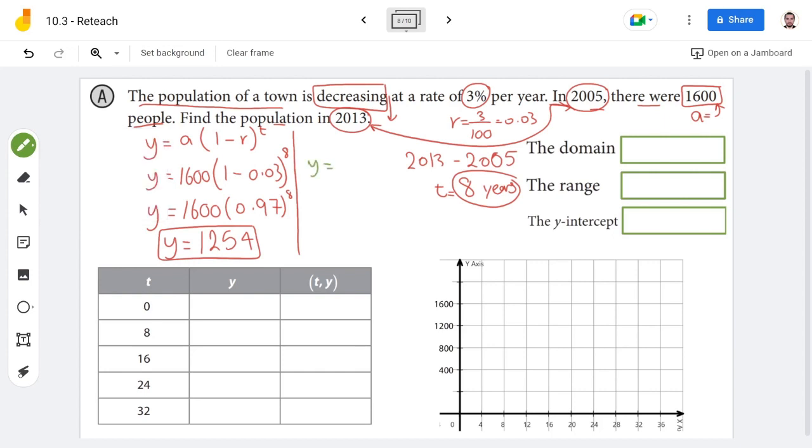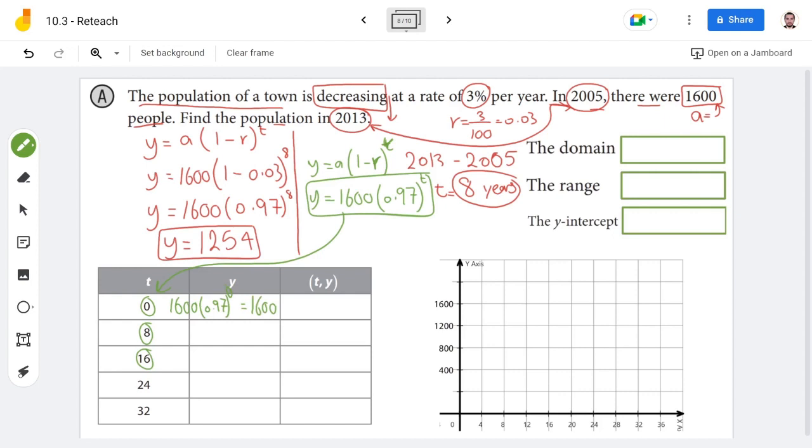Now let's find the equation. So the equation is y equals a(1 − r) to the power of t. So let's replace: it will be 1,600 times 0.97 to the power of t. Now I'm going to use this to replace all of these: 0, 8, 16, and so on. First let's replace t with 0. So 1,600 times 0.97 to the power of 0, and the answer is 1,600.